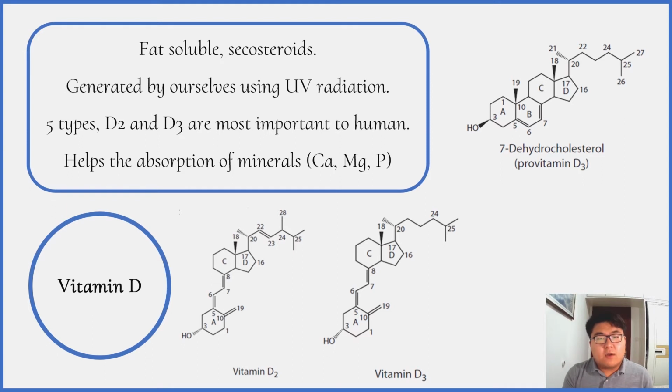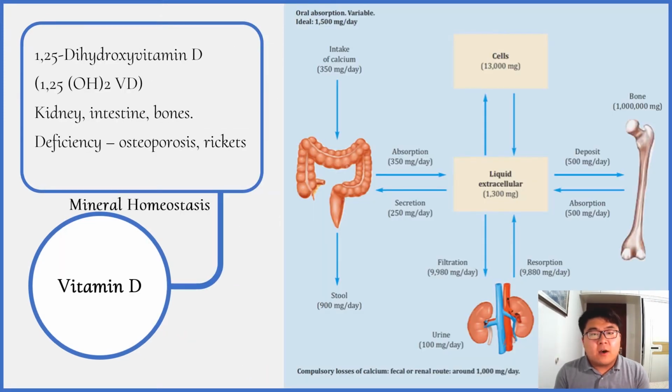The key function of vitamin D is helping the human body to absorb minerals like calcium, magnesium, and phosphorus, whose mechanism will be introduced in the next slide. In our body, vitamin D is first metabolized into 25-hydroxy vitamin D in the liver, then into 1,25-dihydroxy vitamin D in the kidney.